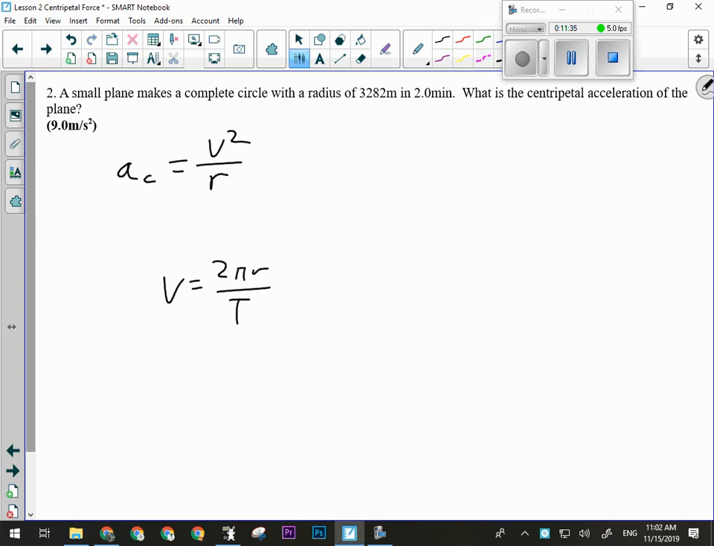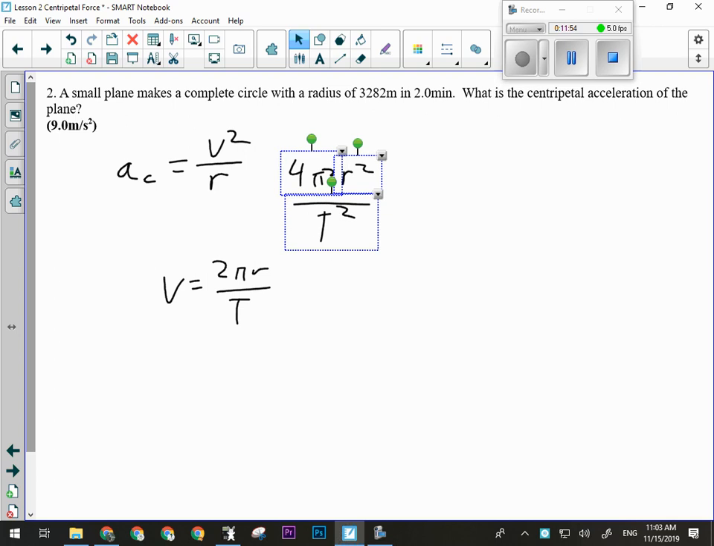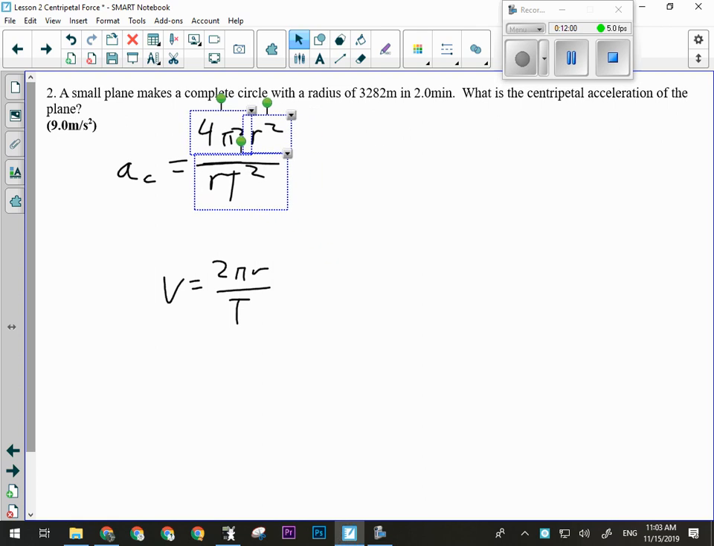What's 2 squared? 4. What's pi squared? Pi squared. It's a trick question. What's r squared? r squared. And t squared is t squared. That's pretty easy, right? Now I take this and I simply plug it in for v. I'm going to take the v out, and plug this in where v was. Now I've got my formula.